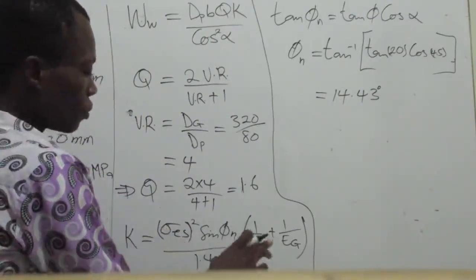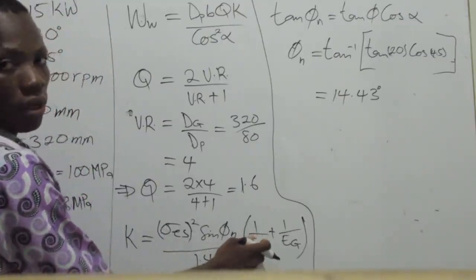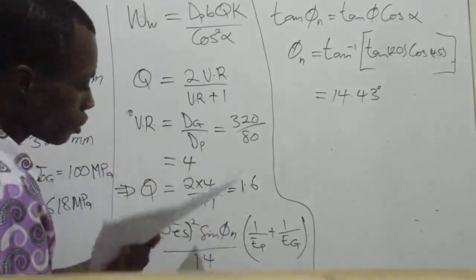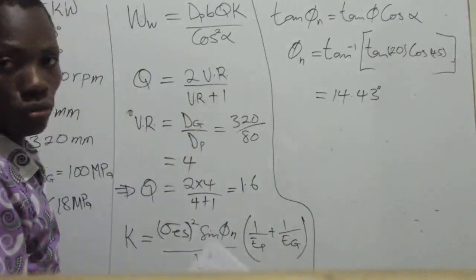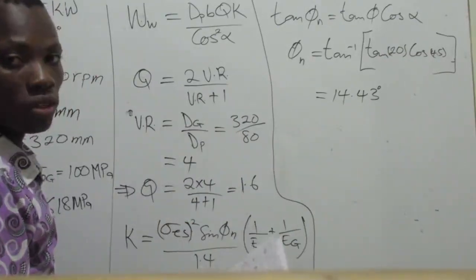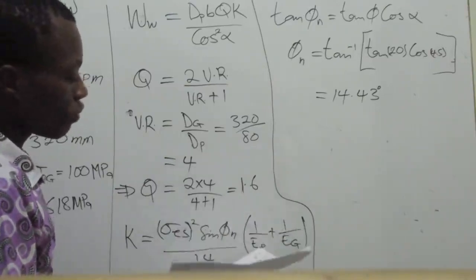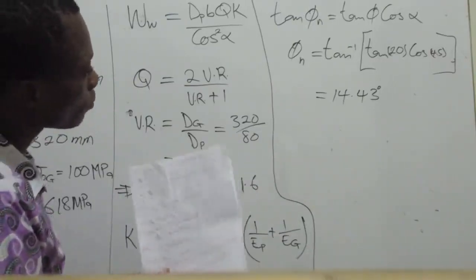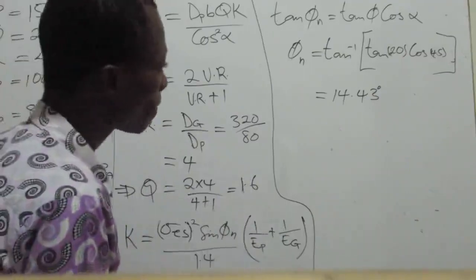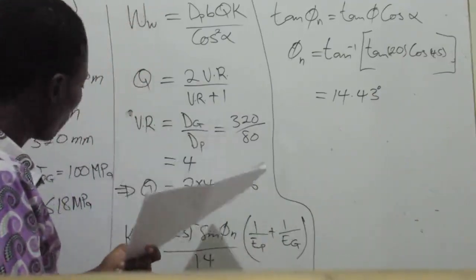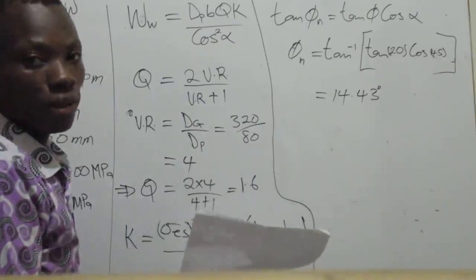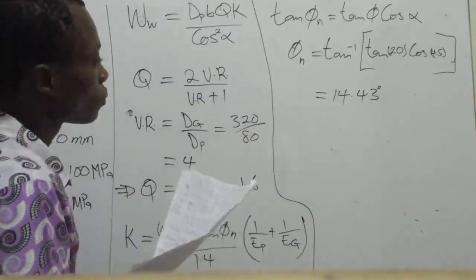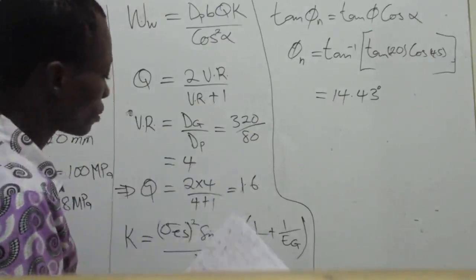Sigma ES, we have it. We don't have the modulus of elasticity for the pinion and the gear. They are made of the same material, so they are the same, but we're not given the value. So we can assume some value. Let's take it to be 200 gigapascals, because the material is cast iron. In a complete question you would be given this value, but it was omitted in our question. So we are taking that value to be 200 gigapascals.